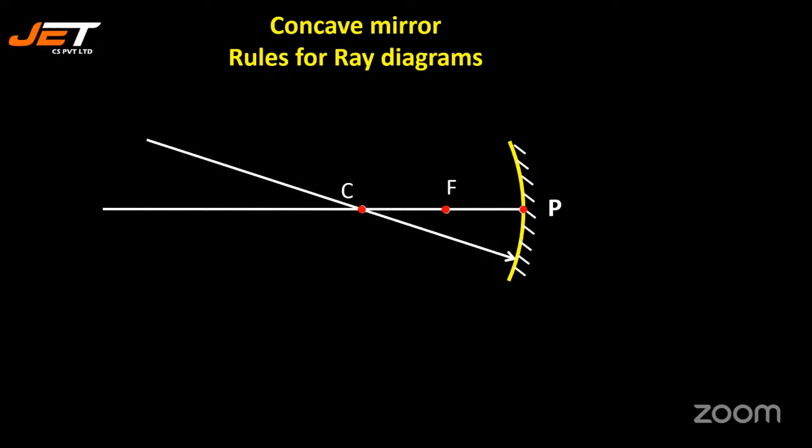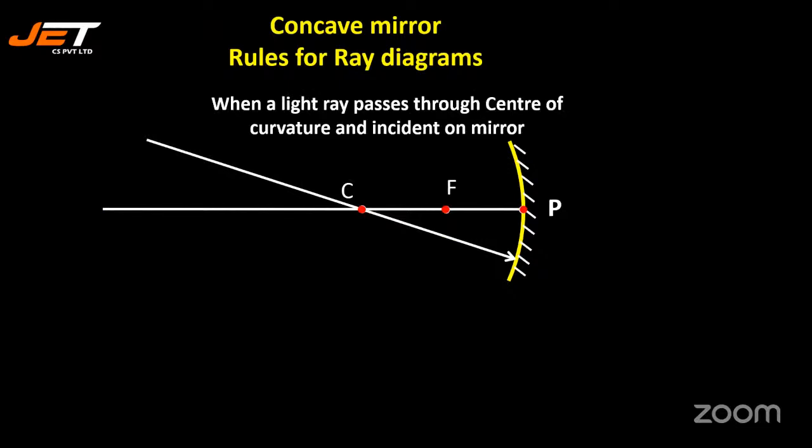A ray through center of curvature, incident on the mirror, will hit the mirror perpendicularly because there's a radial line. Center of curvature on the mirror varaku radial line undi. Radius is perpendicular to the mirror here. So this ray will hit the mirror perpendicularly. If it hits perpendicularly, it will rebound perpendicularly. So after reflection, it will retrace the path. The reflected ray retraces its path.